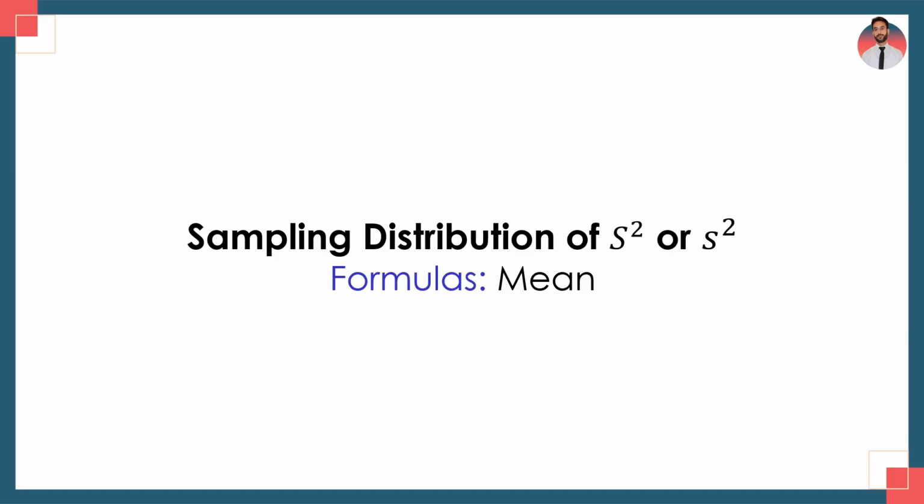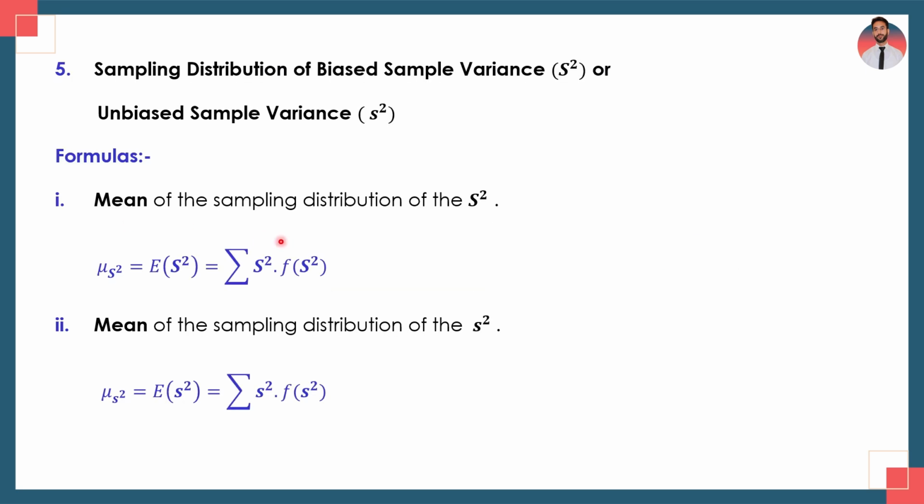Now the next point is mean formulas for the sampling distribution of the biased sample variance and unbiased sample variance. The mean formula for sampling distribution of biased sample variance S square is denoted by mu S square, equal to expected value of S square, which is equal to summation S square dot f of S square. We multiply S square by its relative frequency f of S square. That is the formula for mean of sampling distribution of S square.